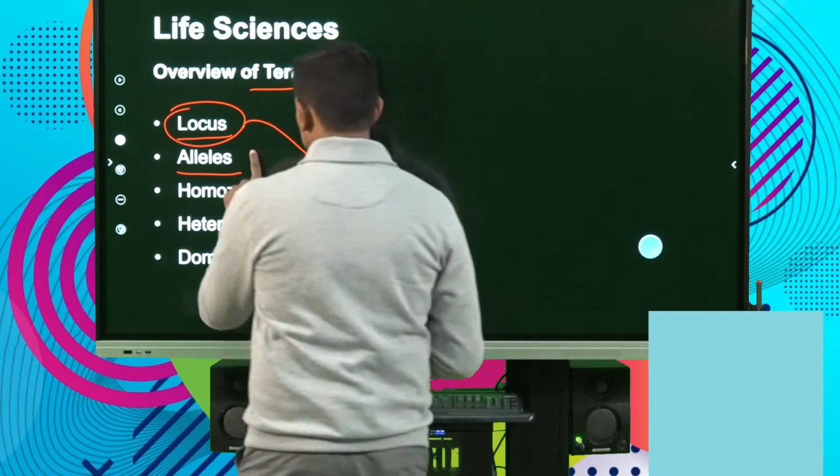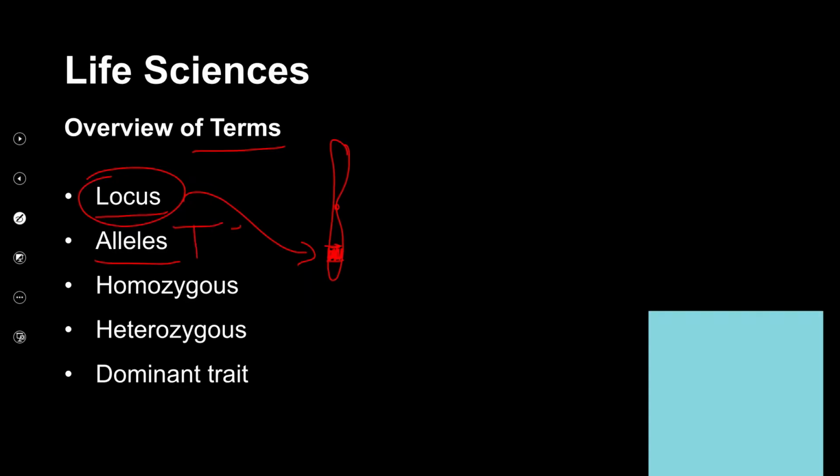So alleles can be represented for the height in plants, which you guys are familiar with when we looked at Mendel's experiment. These are the three possible alleles that we have. So we have these three illustrations as different types of alleles for a specific characteristic.